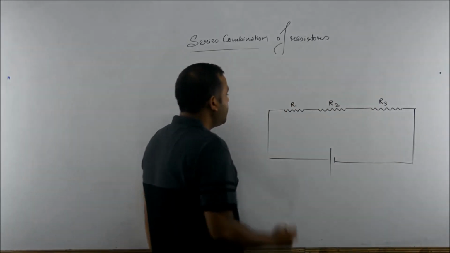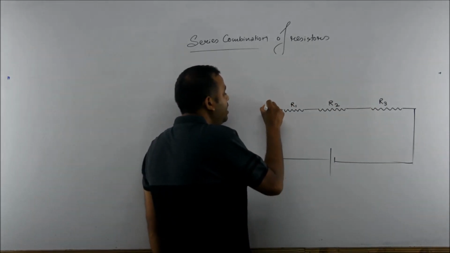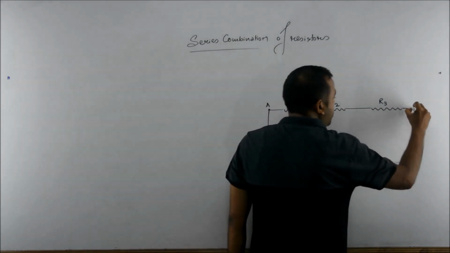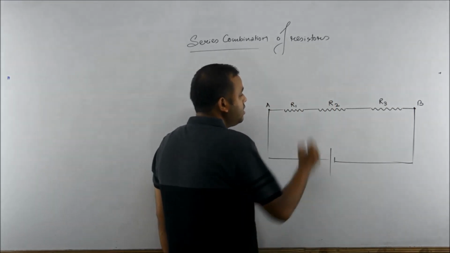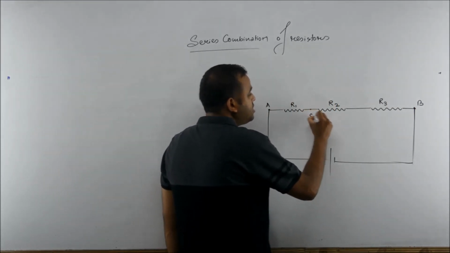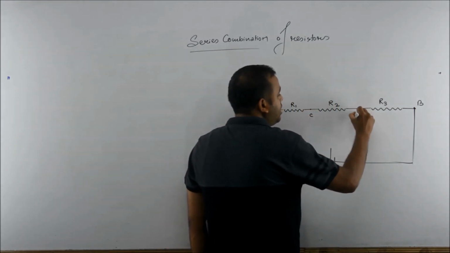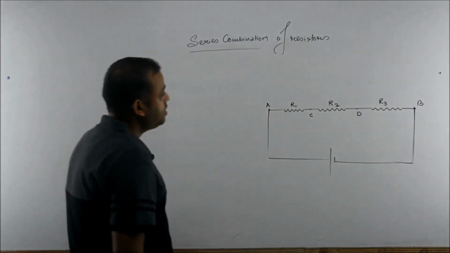Now let this point be A and this point be B. Clear? Let this point be C and this point be D. Clear, students?